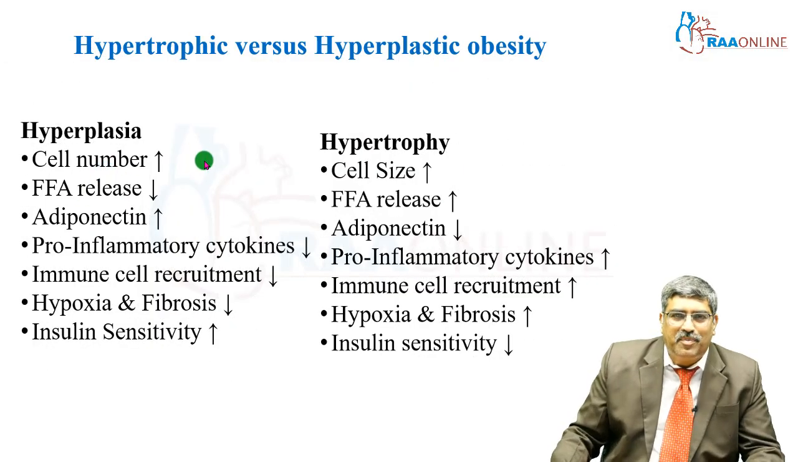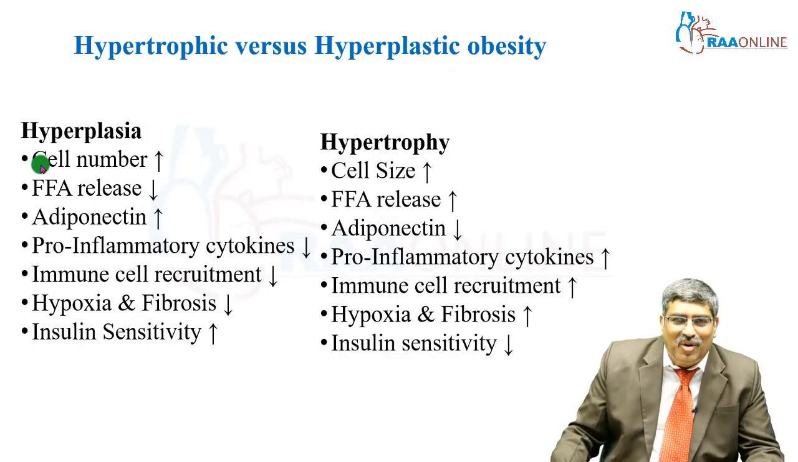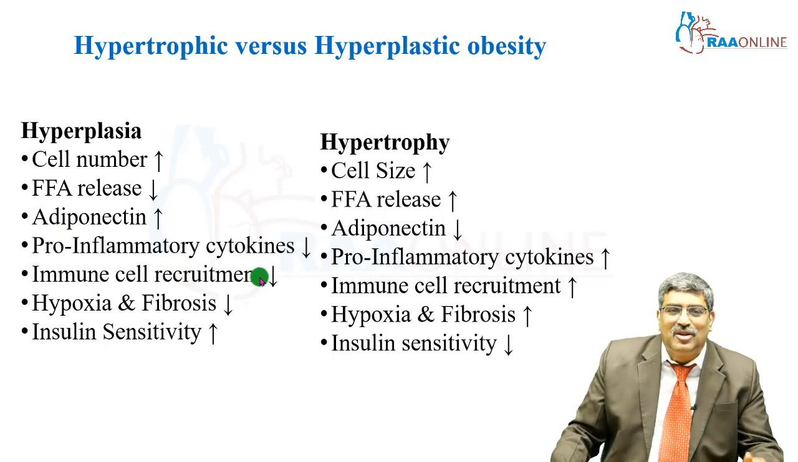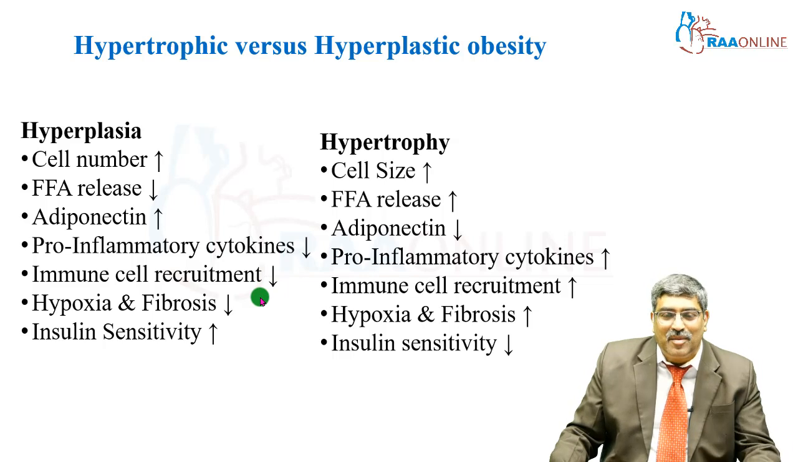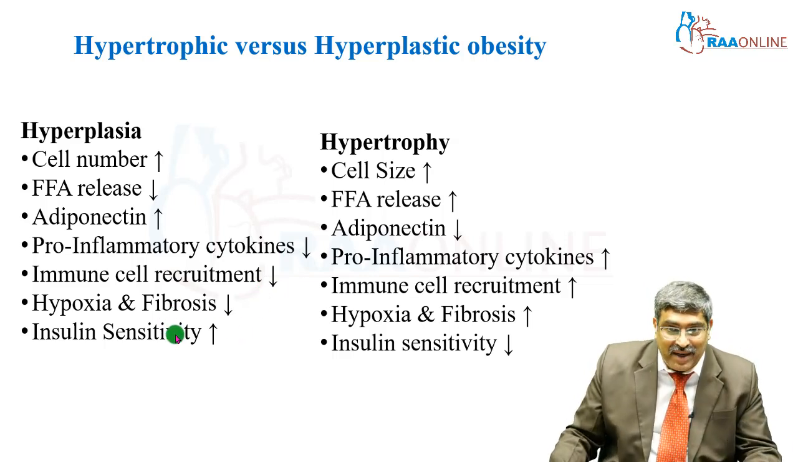If you look at hyperplasia, the number of fat cells is increased, your free fatty acid release is decreased, adiponectin is increased. Most important thing is your pro-inflammatory cytokine is decreased. Therefore, your immune cell requirement is decreased. There is decreased hypoxia and fibrosis, and the insulin sensitivity is maintained.